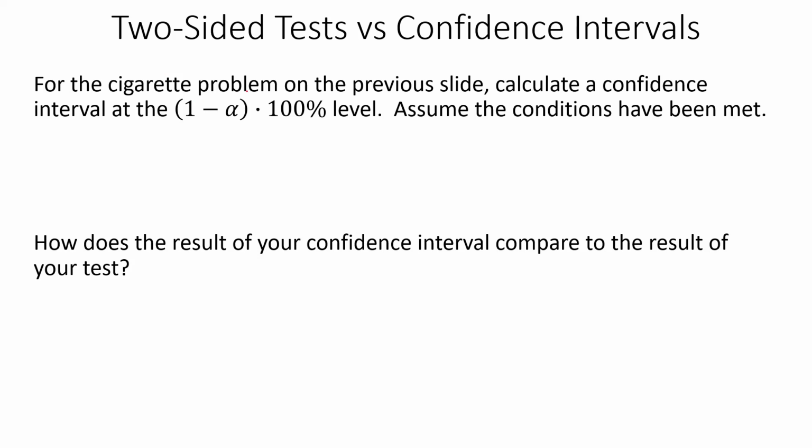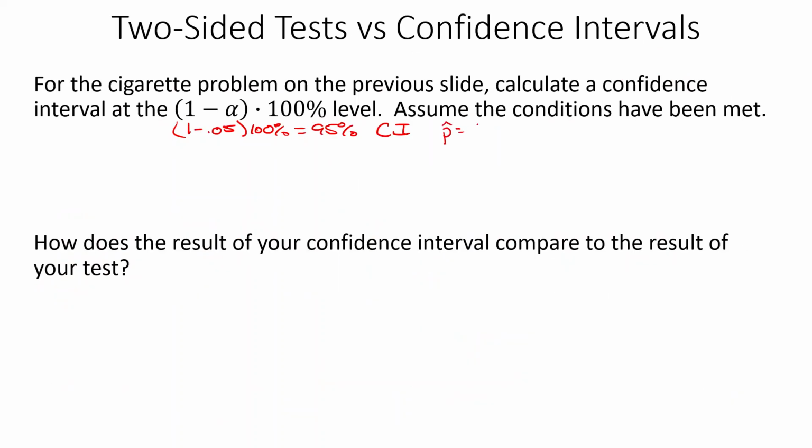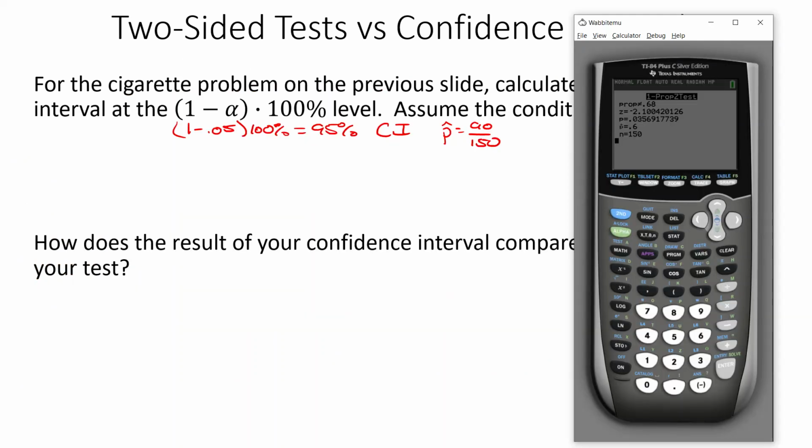All right, so for the cigarette problem, the problem that we just did, calculate the confidence interval at a 1 minus alpha % level. So let's say 1 minus 0.05 times 100% gives us 95%. So we want a 95% confidence interval based on our data. Our data was that p hat was 90 out of 150. So let's go back to our calculator and see what happens when we do the confidence interval here. We'll just see how that compares.